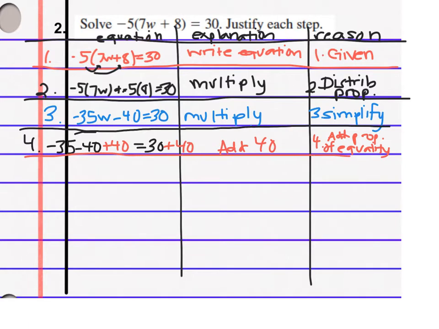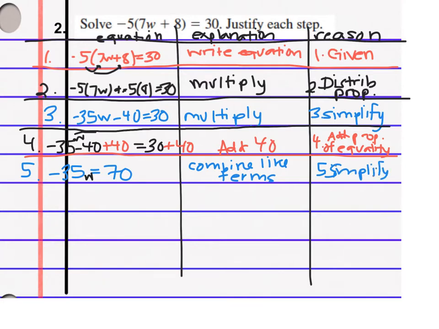All right, then let's simplify what we have. So then I get -35w equals 70, right? 30 plus 40 is 70. Sorry, I had lost my w somewhere. Okay, so we combined like terms, the like terms of 30 and 40, and we simplified. All right, we're getting closer.